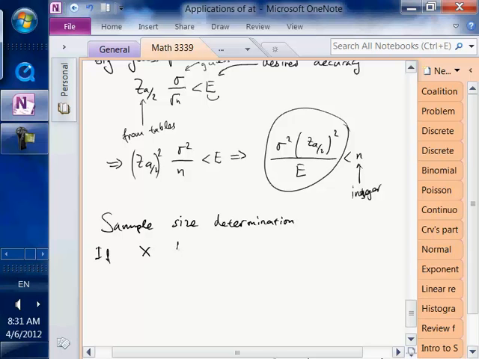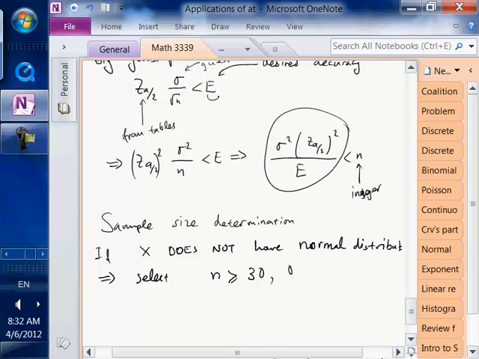If X has a known distribution, or does not have normal distribution, then select n to be greater than 30 for this accuracy.